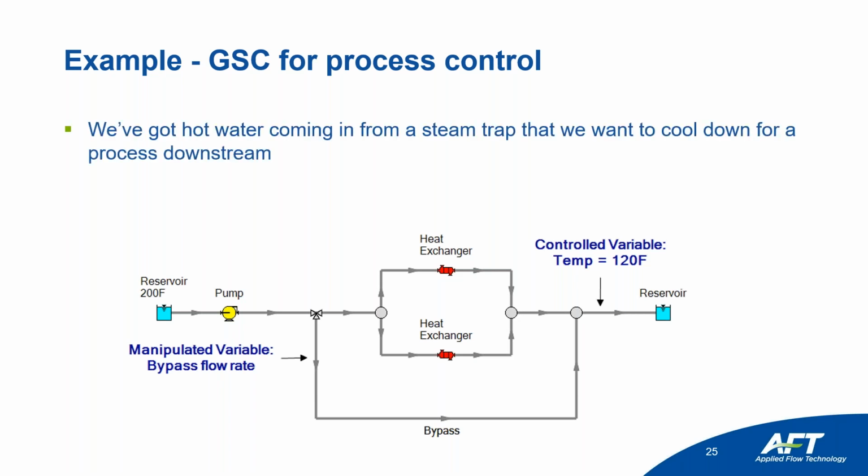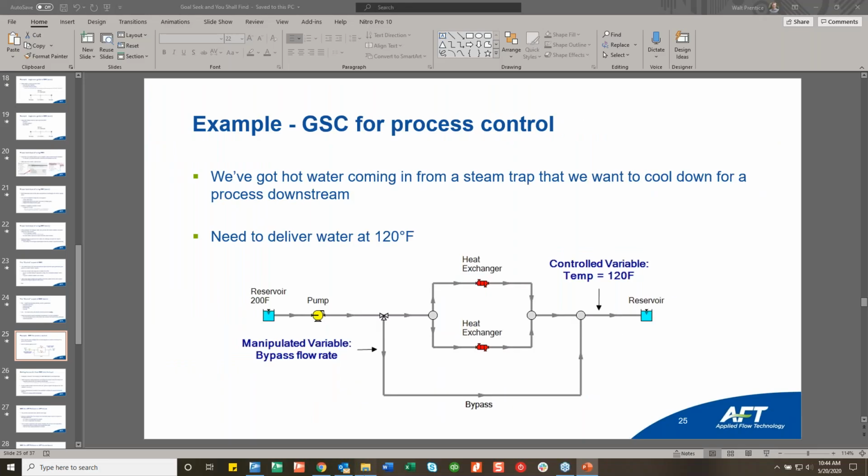We've got hot water coming in from a steam trap that we want to cool down for a process downstream. So here we go, reservoir up, pumping, and we've got these heat exchangers here, and we got a bypass line. And what we're going to do is vary essentially the flow through this bypass line to get 120 degrees as my outlet leading into the reservoir for the process downstream. So controlled variable, temperature downstream, manipulated variable, flow rate upstream of this bypass. And we're going to do that in a very unique way because you can see there's no control valve here. So let's go open it up.